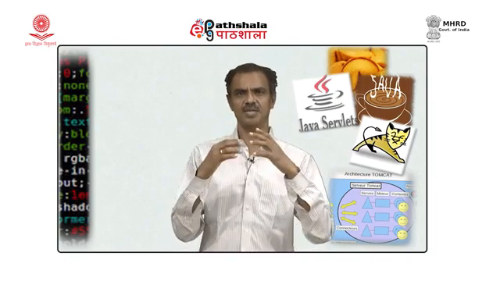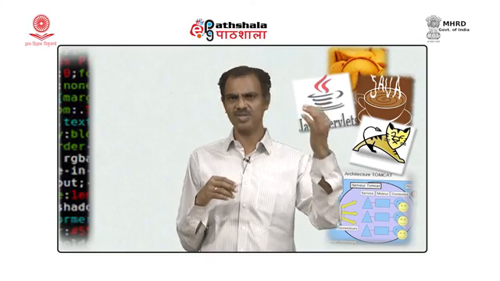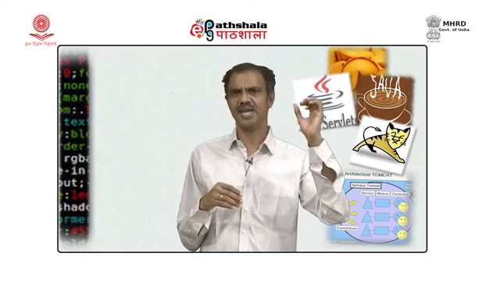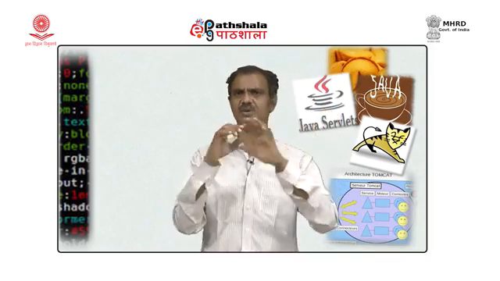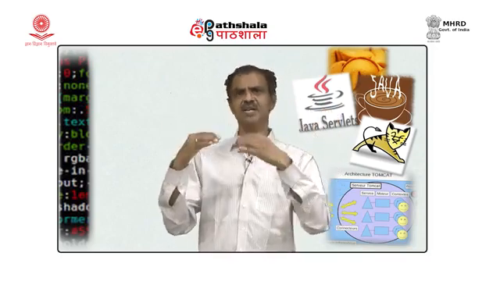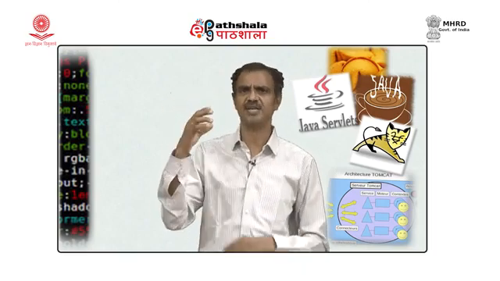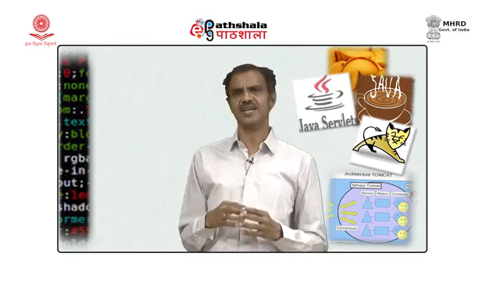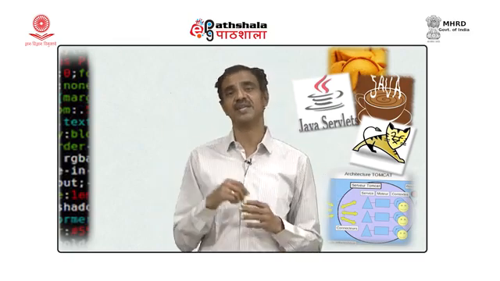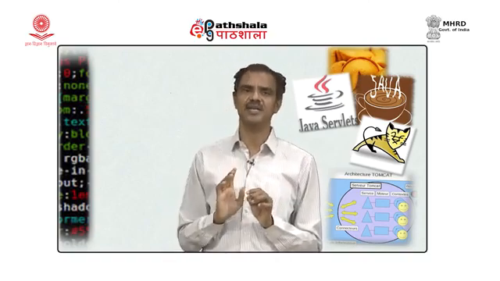So let us continue. One thing was that we use the taglib directive in a JSP and say this is the TLD file. That TLD file associates a name with our tags. So whenever we want to use any tag which is available in that TLD, we will use that prefix, colon, and the name which appears in the TLD.